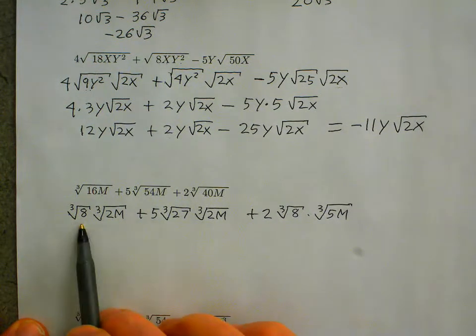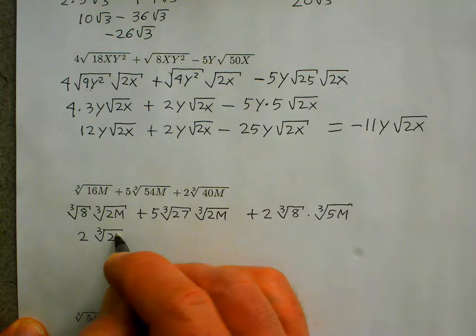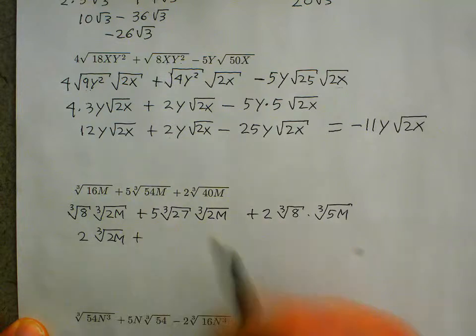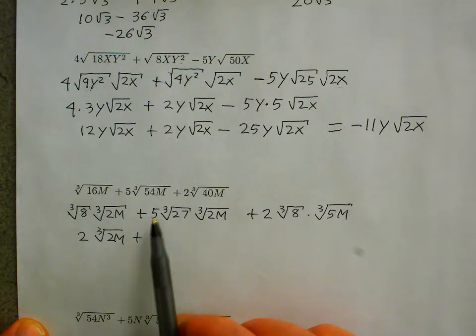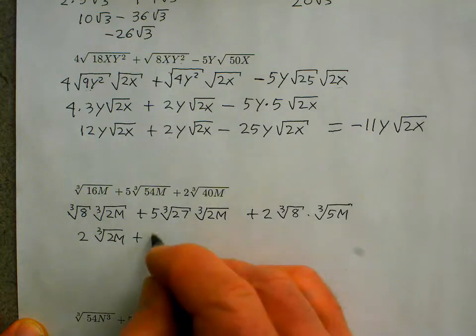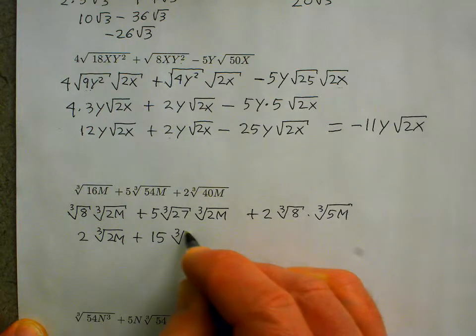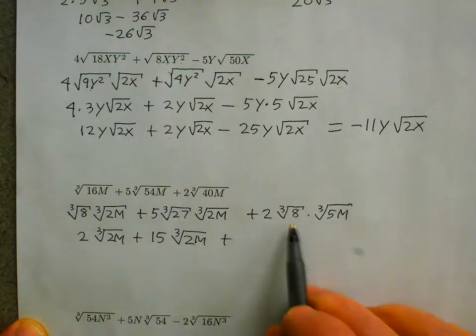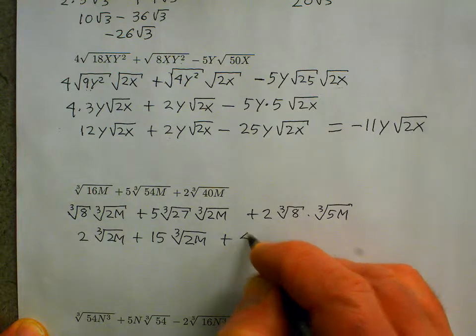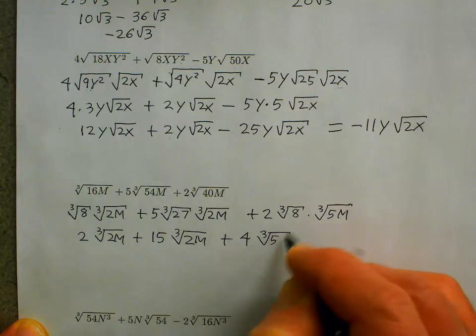Okay, the cubed root of 8 is 2, so we get 2 times the cubed root of 2m. The cubed root of 27 is 3, and 5 times 3 is 15, so we have plus 15 times the cubed root of 2m. The cubed root of 8 is 2. 2 times 2 is 4, so we have plus 4 times the cubed root of 5m.